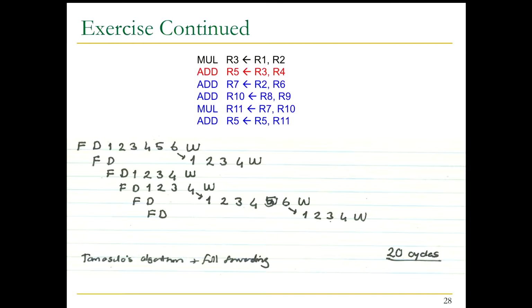Remember, we're doing imprecise exceptions here, just to simplify the explanation of Tomasulo's algorithm. But if we were doing precise exceptions, it would go into the reorder buffer. It would actually allocate a reorder buffer entry over here, and it would write its results into the reorder buffer, and then do the write back only after this instruction is retired. So if you have imprecise exceptions, this is what you have, and it turns out this is only 20 cycles, which is much better than 25 cycles.